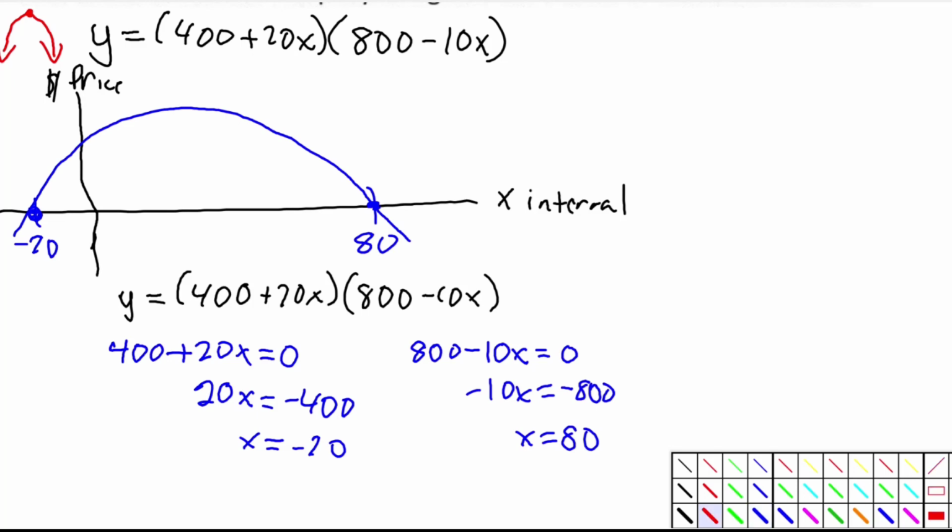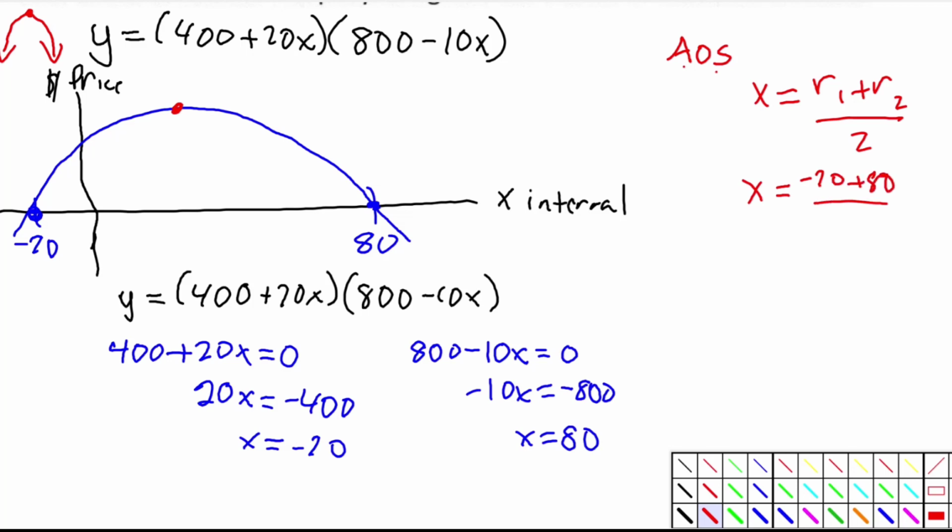So how do we find the vertex? Because that'll give me the maximum price that we can make on these phones. Well, that should be simple, because let's just find the axis of symmetry. Remember, how do you find the axis of symmetry? We're just going to add up the roots and find the average of them. So we have negative 20 plus 80 divided by 2, which is 60 divided by 2, which is 30. So that tells me my axis of symmetry is going to be right here at 30. So I should be able to plot an axis of symmetry right there at 30.